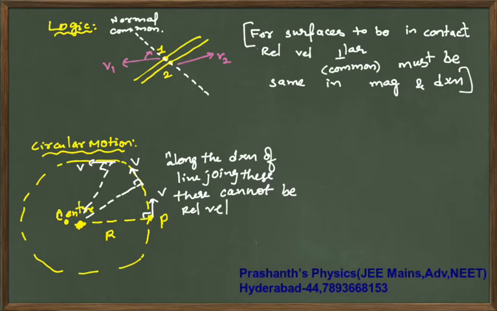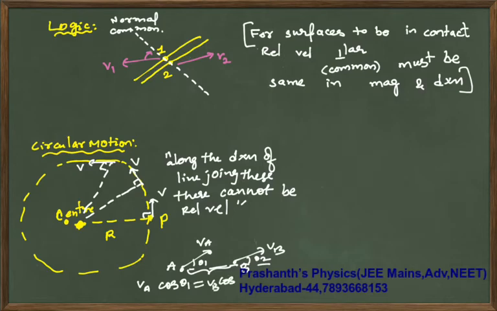Because what happens? If there is some point A here and some point B, if VA is this way, and VB is this way, if this angle is theta 1 and this angle is theta 2, along the line joining the two points, if VA cos theta 1 equals VB cos theta 2, then only this distance D will be constant. If not, this distance is going to change because the velocity components along the line joining the two points are different.